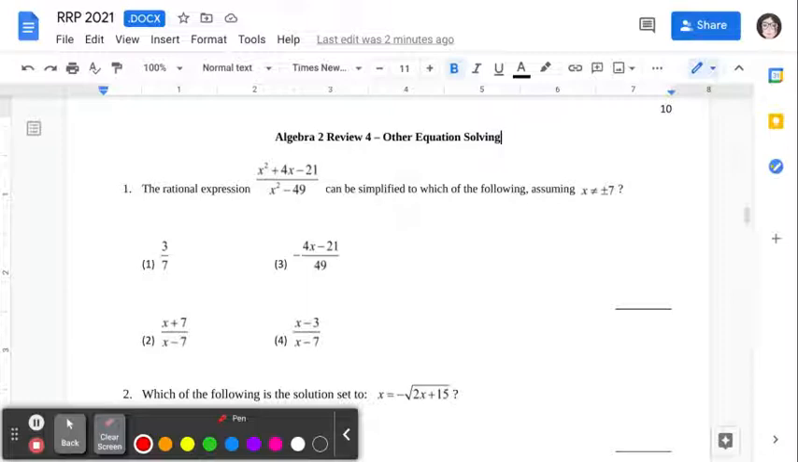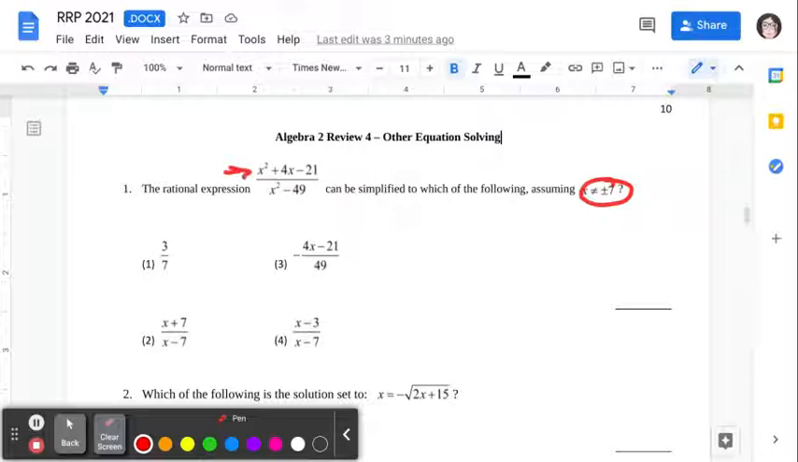For question number 1, it says the rational expression x squared plus 4x minus 21 all over x squared minus 49 can be simplified to which of the following, assuming x cannot be equal to 7 or negative 7. Now remember, this is here because you can't have a 0 in the denominator. So what we're going to do is factor and then simplify. I'm going to start at the top.